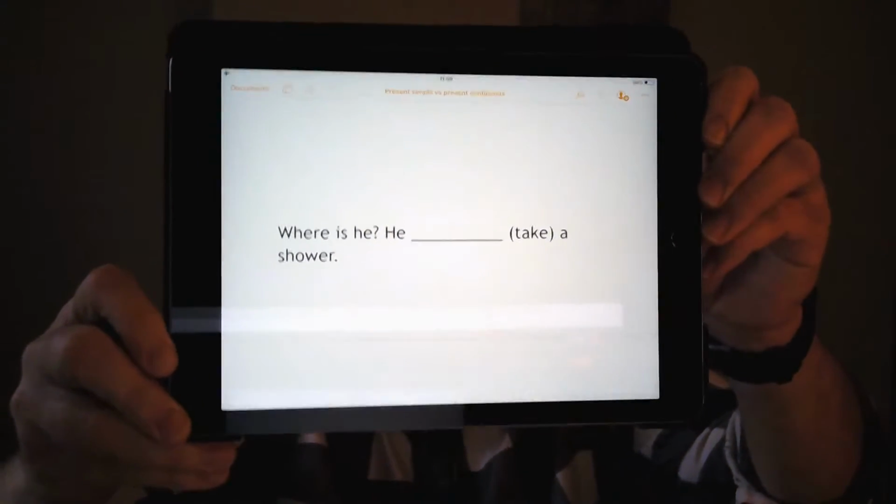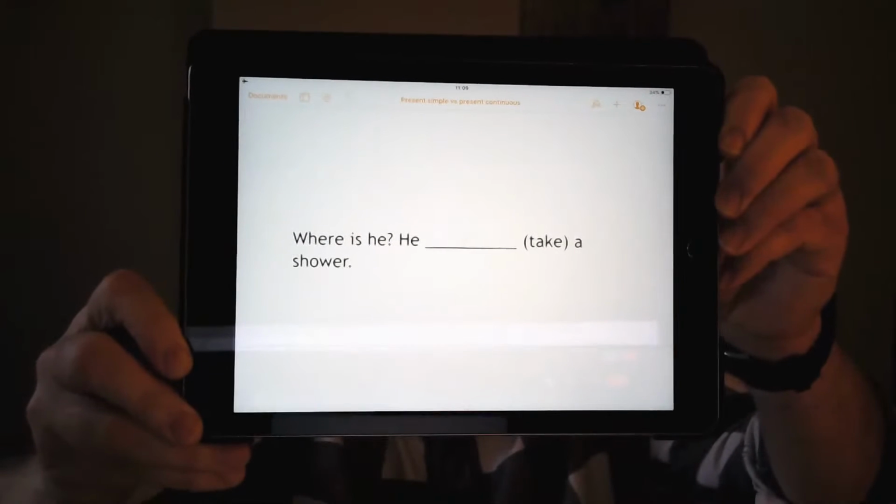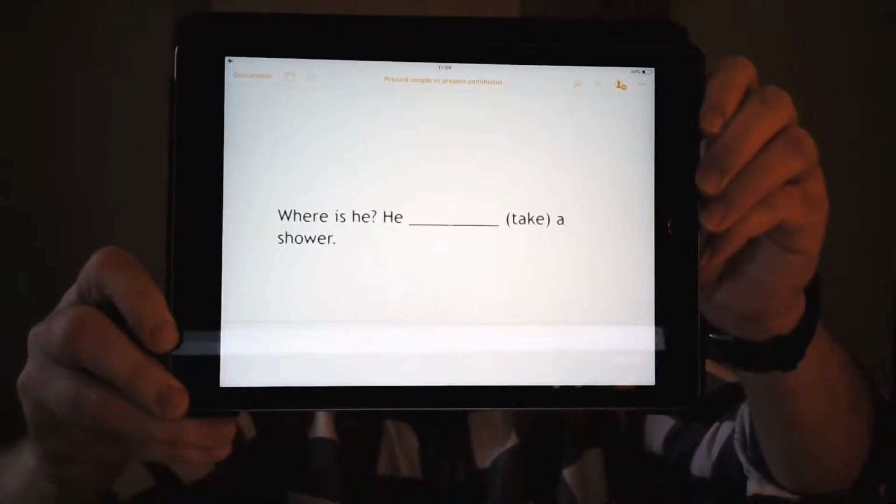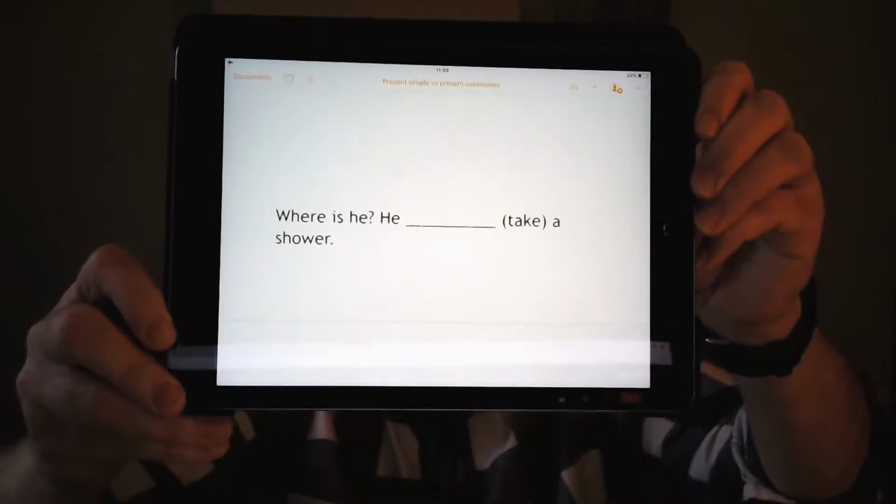Okay, so somebody says, where is he? He, something, something, something. The verb we want to use is take and a shower. So the first thing to think about is, are we talking about now? Or are we talking about in general? Or are we talking about routine? So the question is, where is he? Where is he just now? So we need to think, if we're talking about just now, is it present simple? Is it present continuous? Which one would we use, and how would we make a present simple or present continuous sentence in this case?